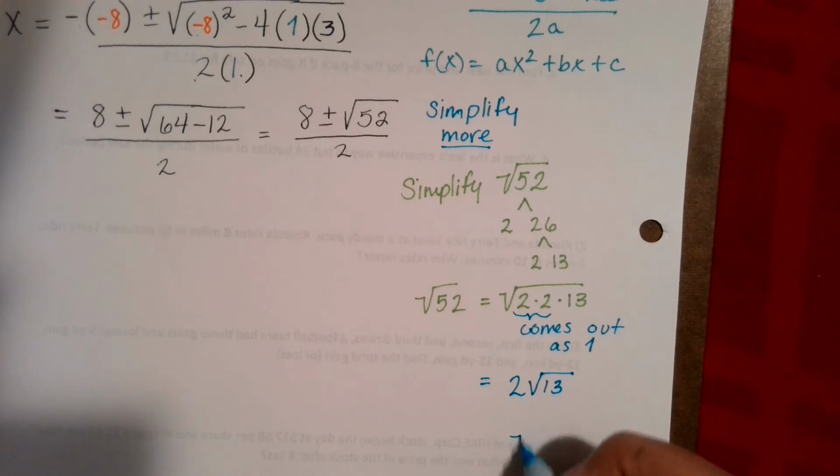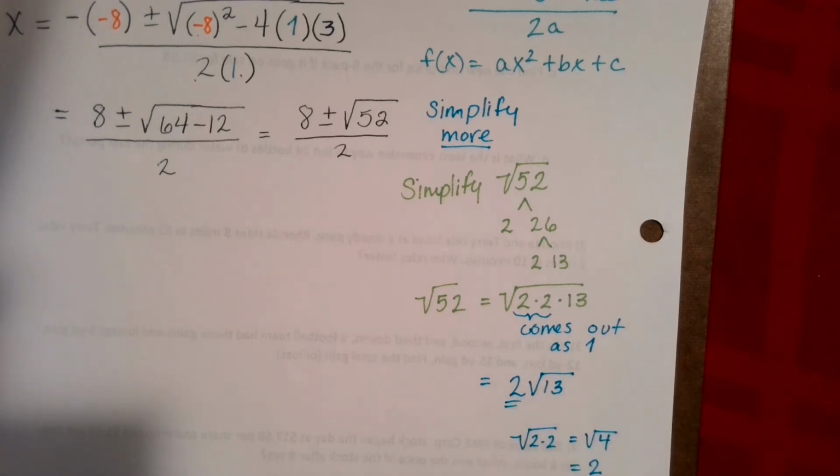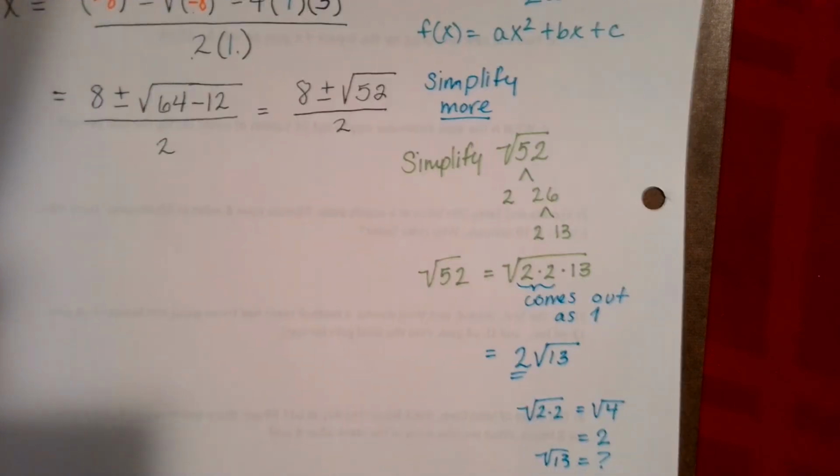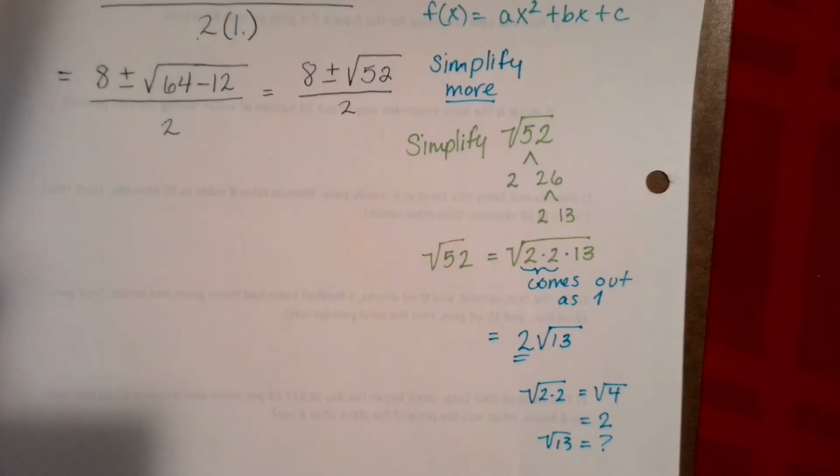Think about it this way. 2 times 2 is 4, and the square root of 4 is 2. So that's why we write the 2 on the outside. And then the square root of 13, you can't simplify that. It doesn't simplify because it's irrational. So you just leave it as the square root of 13.